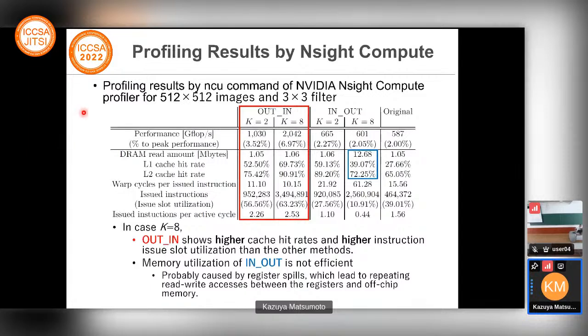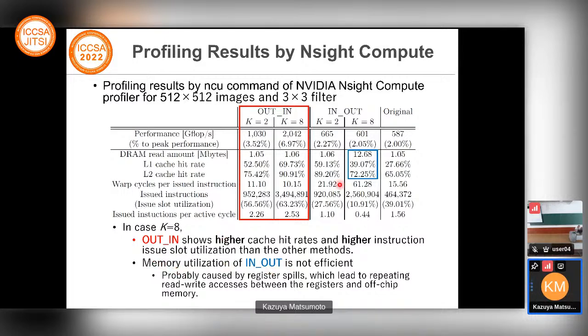We conducted profiling to see the reason for the performance tendency. We profiled our implementation with the NVIDIA Nsight Compute Profiler, and this table shows some of the profiling results: the cache hit rate and the instruction issue slot utilization. In the case of k equal to 8, the out-in method shows a higher cache hit rate and a higher instruction issue slot utilization than the other methods.